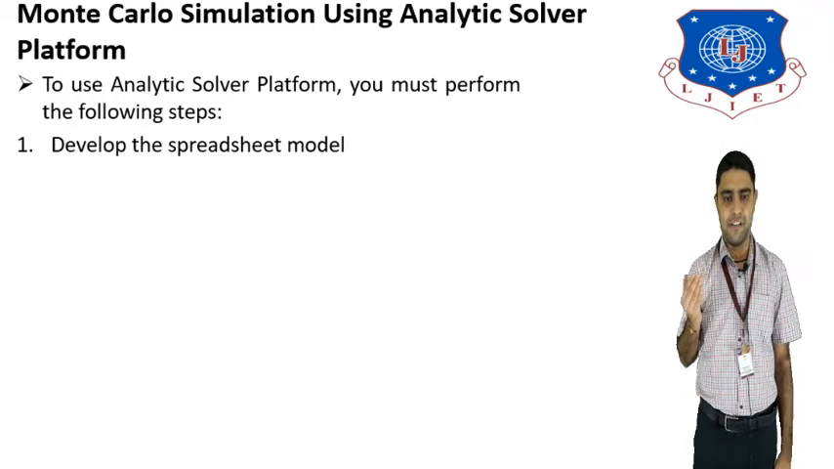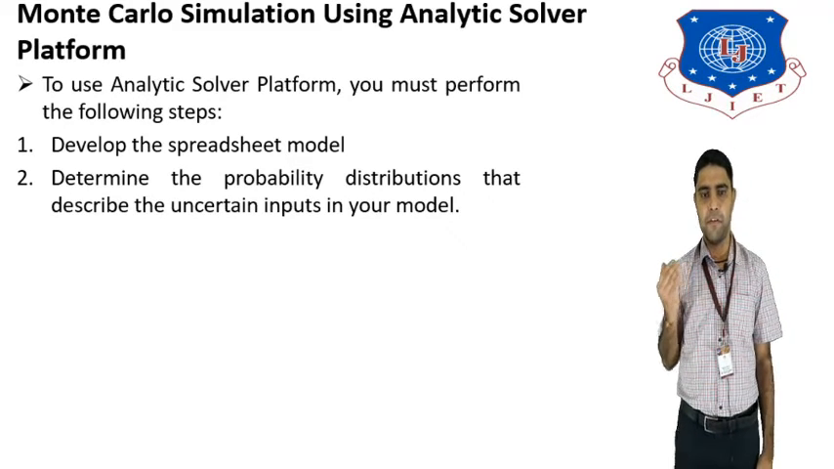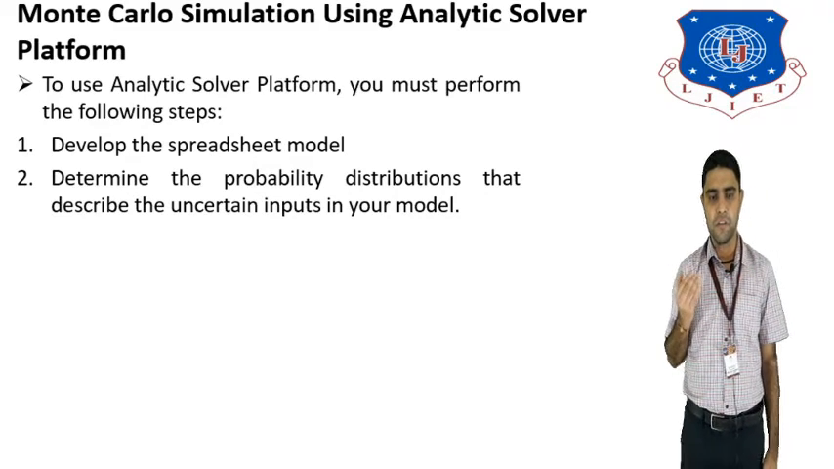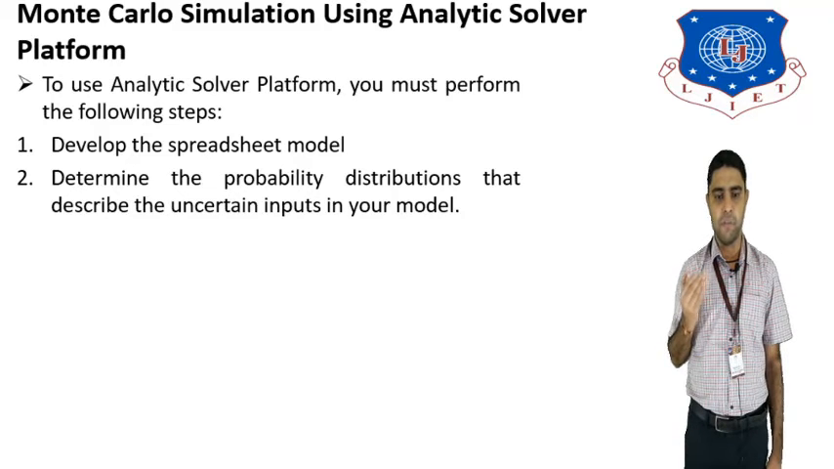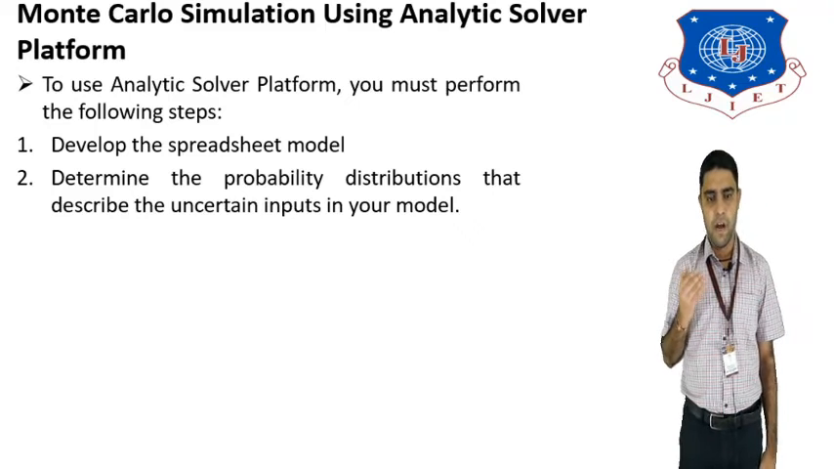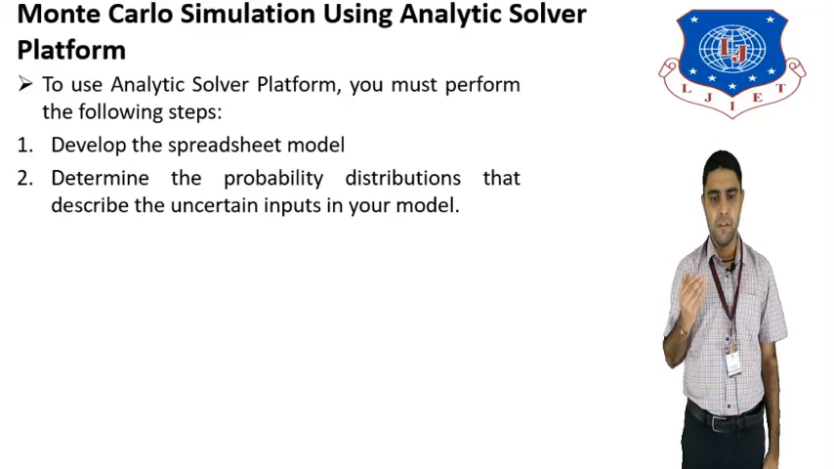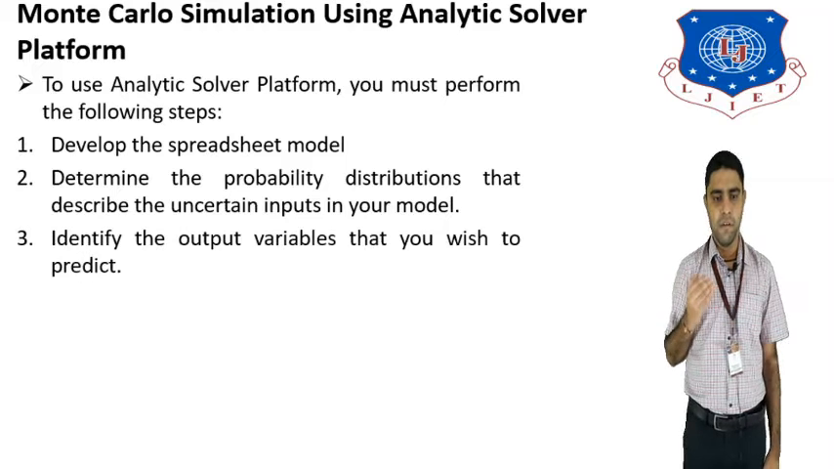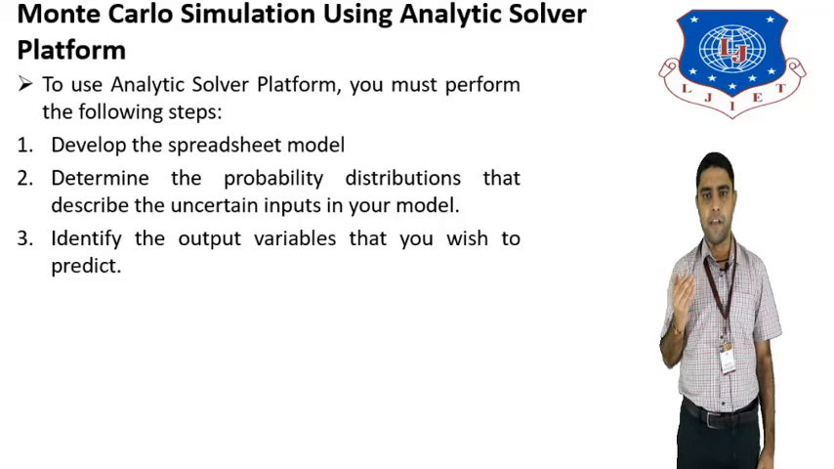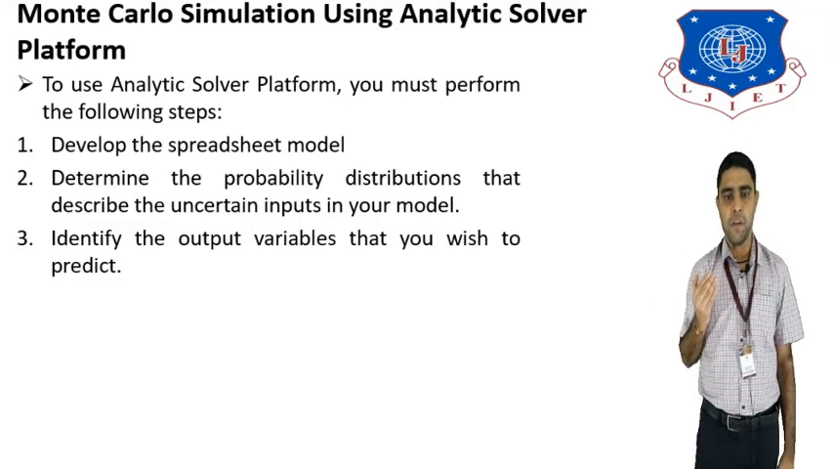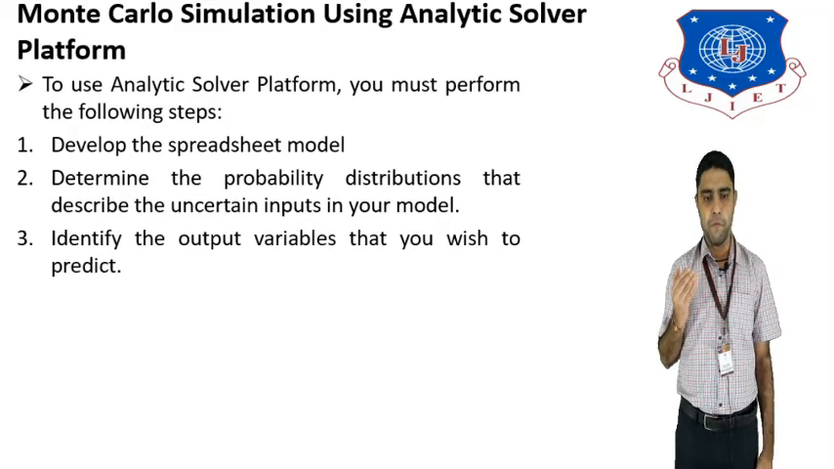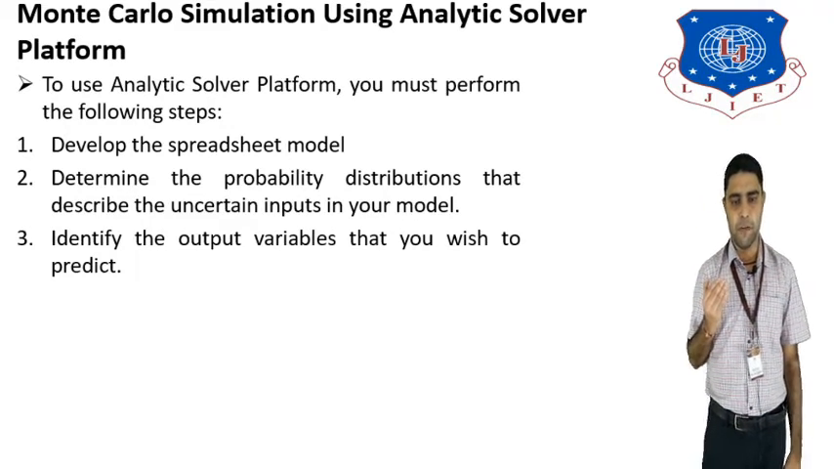After creating the spreadsheet, we will determine the probability distribution function. We will determine what type of probability function will be used, normal distribution or binomial distribution, for the uncertain inputs in the model. After determining the probability distribution function, identify the output variable. First we identified the input variable. Now we will define what type of output variable will be used to predict the output.